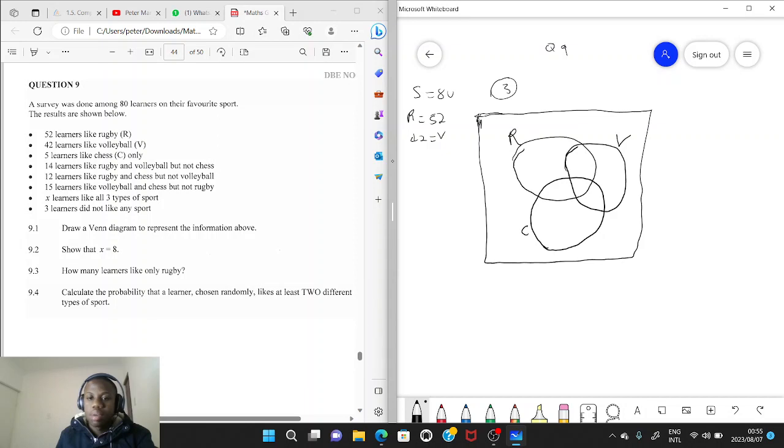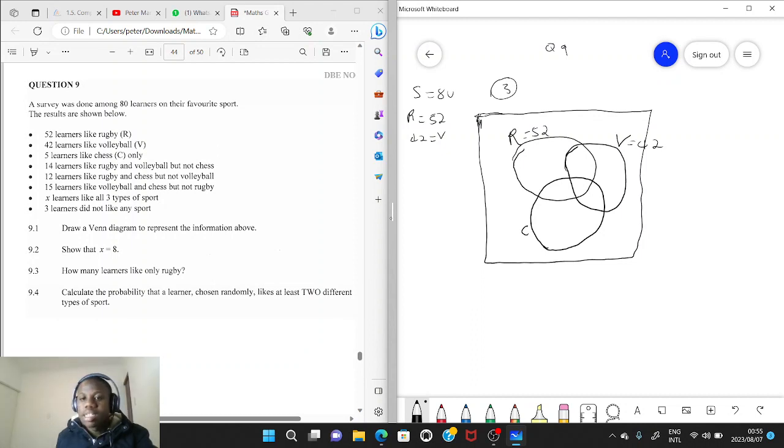So I know here's my chess. From the given information, we're told that 52 learners play rugby, and 42 learners play volleyball. We were not told about the total number of learners who play chess, right? So in this case we have the third statement. It reads as follows: five learners like chess only. So here we have chess, and chess only is this portion.